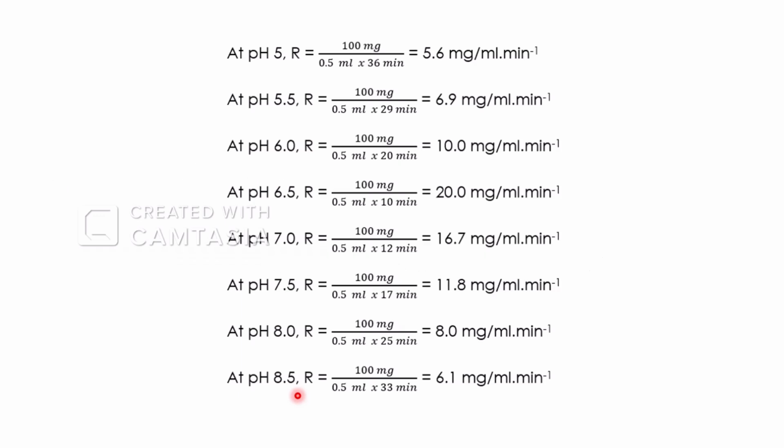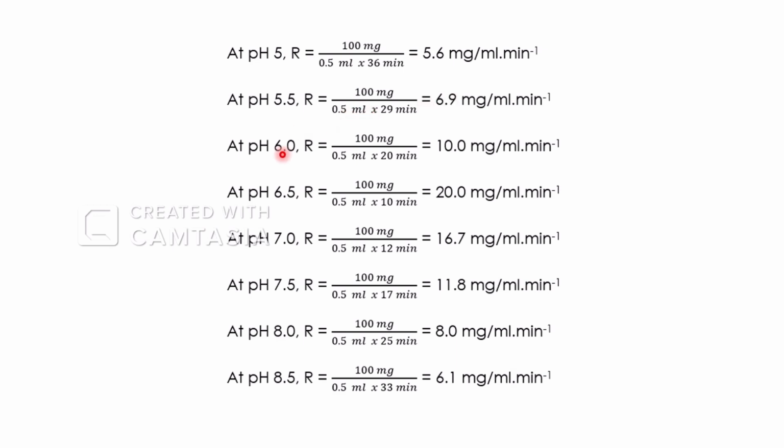So at pH of 5, our rate of reaction will be the 100 milligrams, all divided by 0.5 mils, which is the volume of the enzyme used, times the time taken for complete reaction. So if you solve this, we will get 5.6 milligrams per mil per minute. So at pH 5.5, the rate of reaction will be 100 milligram divided by 0.5 mil times 29, and our final result will be 6.9 milligrams per mil per minute.